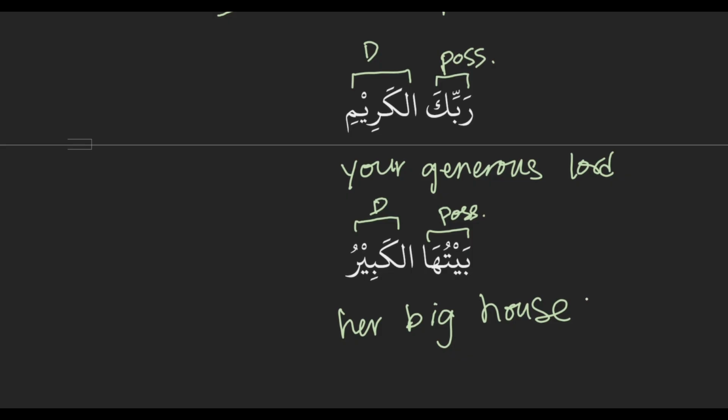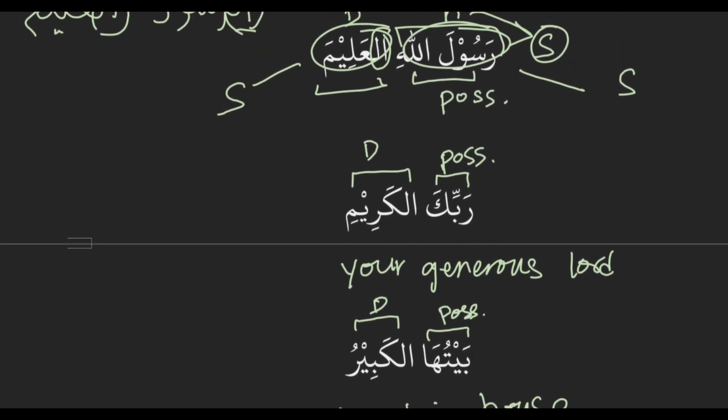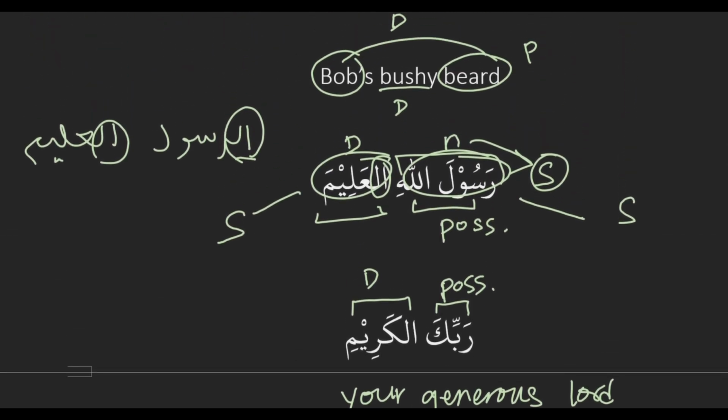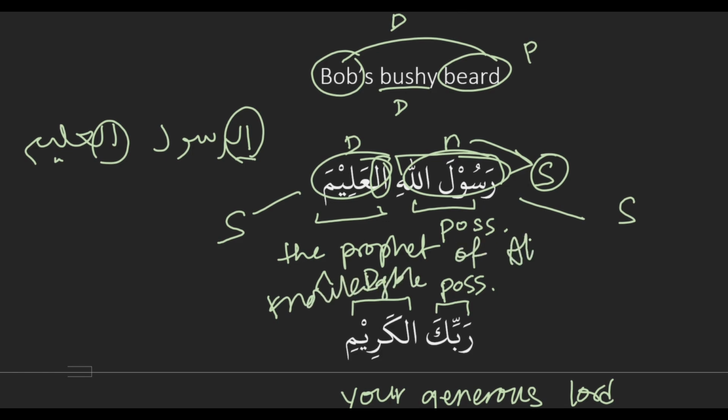Exactly. And I don't think we translated the first one. Let's go back and do that. Rasulullah al-Alim. So Rasulullah is the Prophet of Allah, and al-Alim is the knowledgeable Prophet of Allah. Right, the knowledgeable Prophet of Allah.